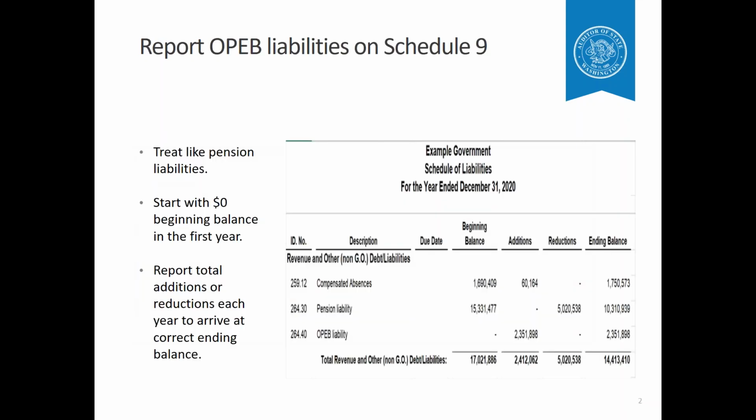And then when we get to Schedule 9, we're going to do just like we did with pension liabilities. First year, if you've got a zero balance, we know what we want our ending balance to be, so we'll just make an addition for that amount. Come next year, we know what our beginning balance was. You'll run the tool, you'll know what your ending balance is, so just make an addition or reduction, plus or minus, to come up with the right ending balance, and just keep doing that year after year, just like you do with pensions.